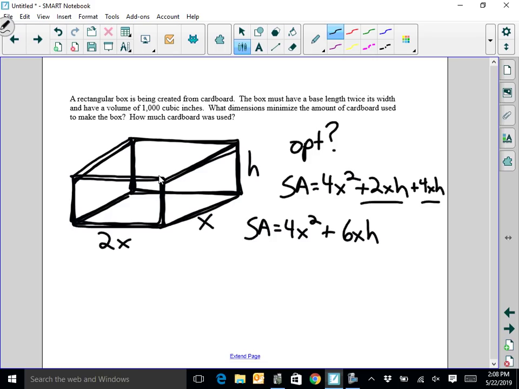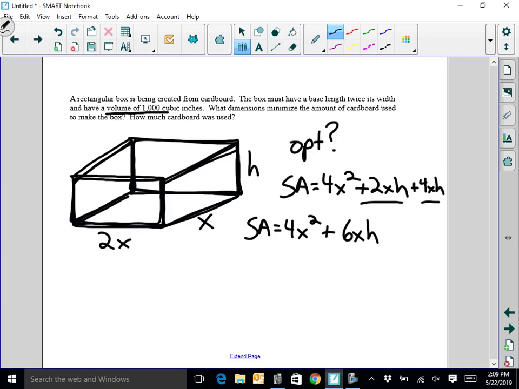So now the problem is my equation has both an x and an h. So I want to get it down to a single variable. Looking at this equation, I would like to get rid of the h because I only have one single solitary h in my equation, whereas subbing out the x's would be a little more complex because I have an x and an x squared. So again, how did we get rid of a variable in the last problem? Well, we used the constraint. The constraint in this problem is that we have a volume of 1,000 cubic inches.